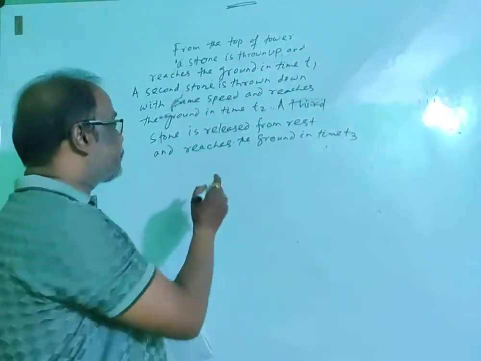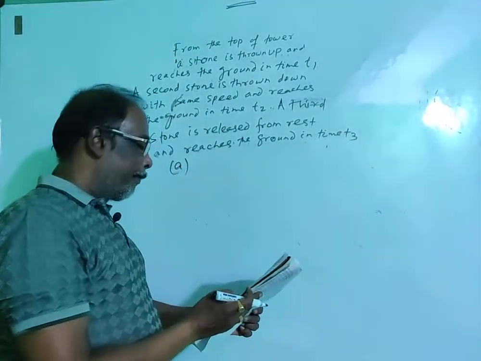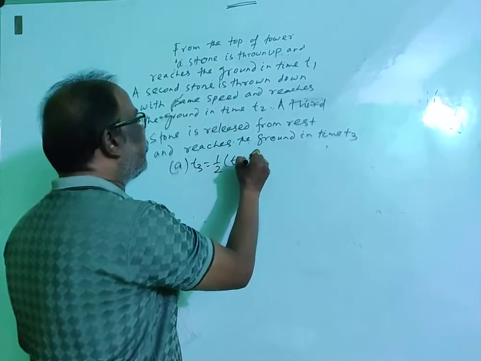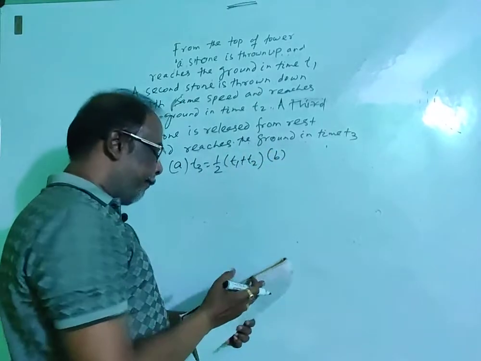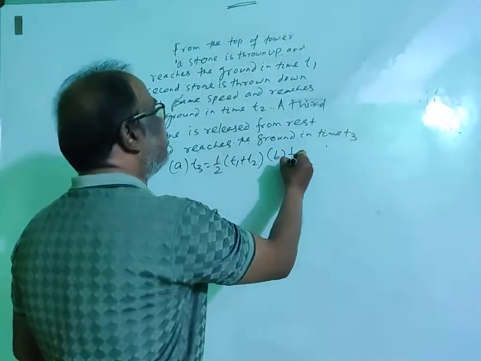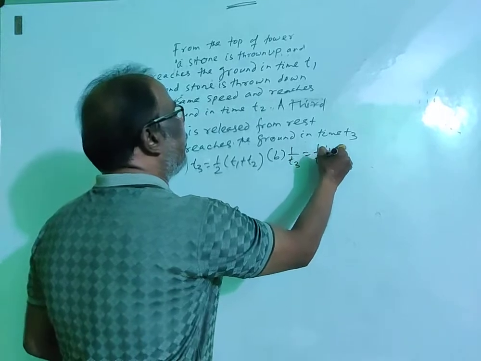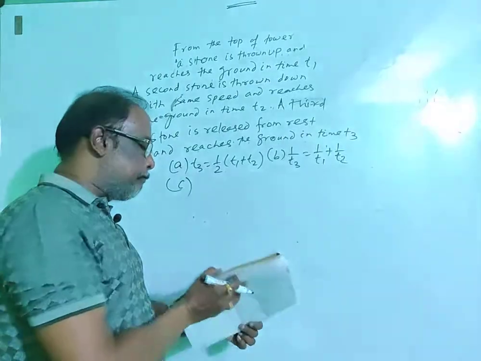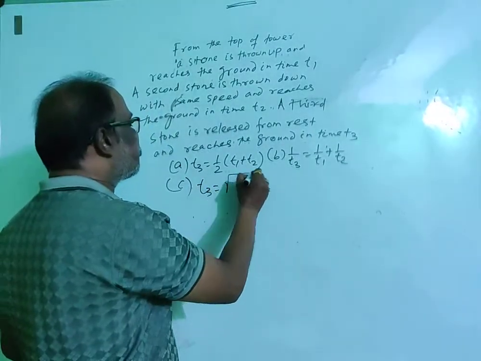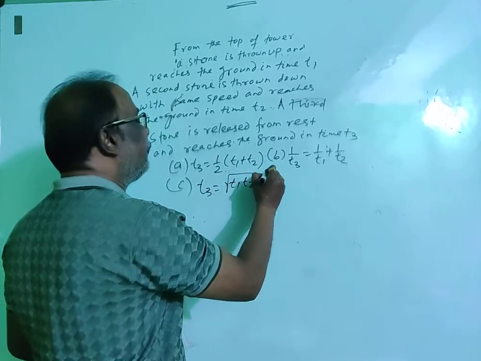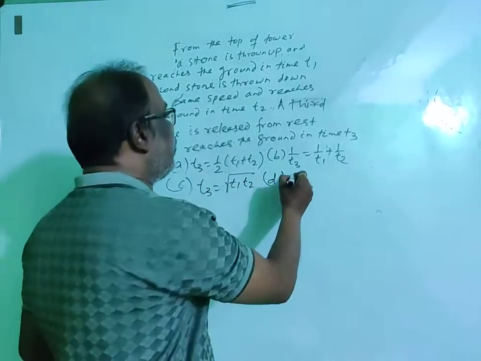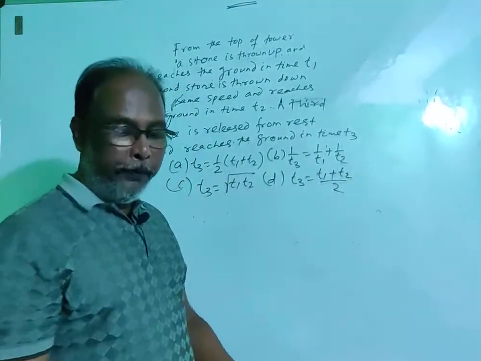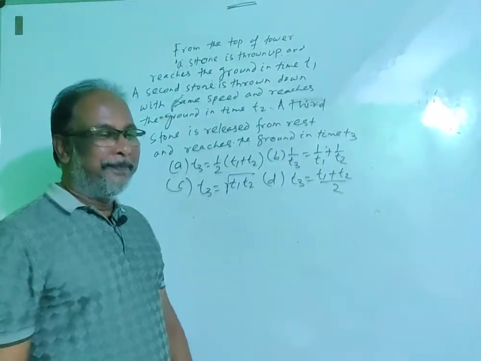You have been given the options. Option A, t3 is equal to half into t1 plus t2. Option B, 1 by t3 is equal to 1 by t1 plus 1 by t2. Option C, t3 is equal to square root of t1 t2. Option D, t3 is equal to t1 plus t2 by 2. Okay, this is your question.